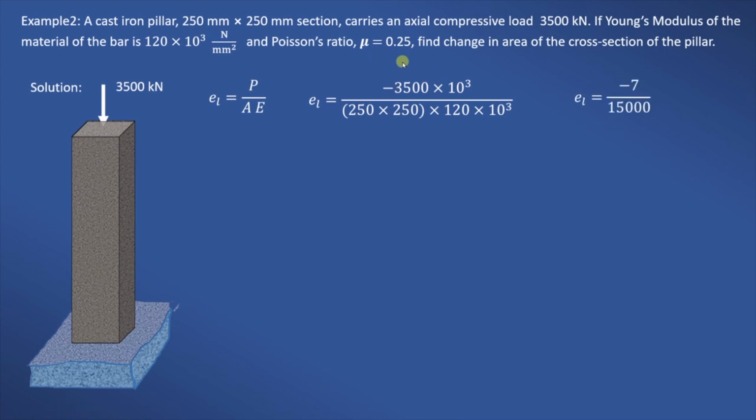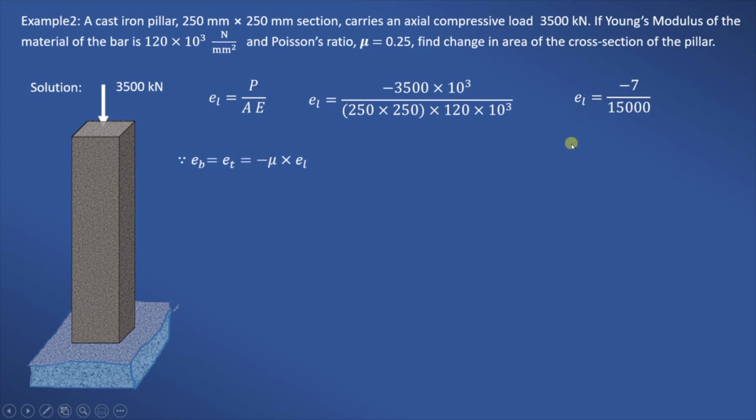Simple. This is the applied load and the cross sectional area is 250 millimeter into 250 millimeter. So this dimension is 250 millimeters, this dimension is 250 millimeters. So this is cross sectional area, and Young's modulus of the material. So strain in length P upon AE, that is longitudinal strain, is minus 7 divided by 15,000. So automatically you have found out now.